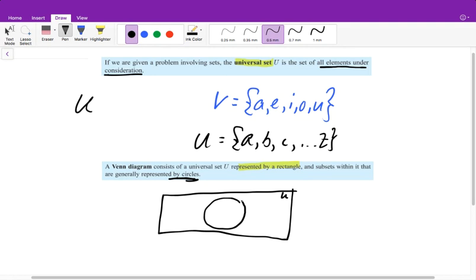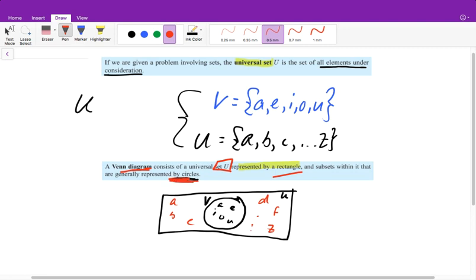Circles represent any sets that are within that universe, and we can write what we denote that set. So in this case, if we're talking about this universe, we can say that this set V is all of our vowels, A, E, I, O, and U. And then on the outside here of the universe, we still have all the elements A, B, C, D, F, and to Z that are part of our universe but not part of our set. So a Venn diagram is a drawing that consists of a rectangle, which represents our universe set, and then we have our sets inside of it that we represent by circles, like we just did here.